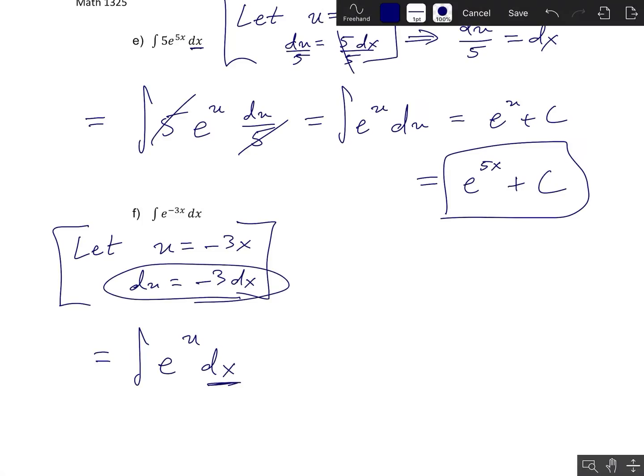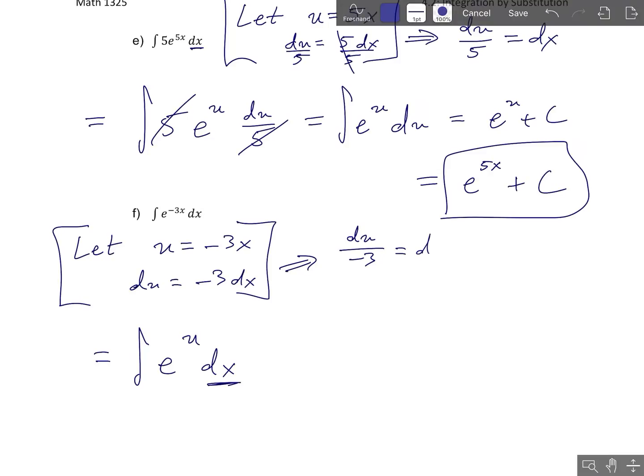But thankfully I can take this bottom equation and solve for dx. I can get that dx by itself. That way we can replace the dx with something in terms of u. So if I take that bottom equation and divide by a negative 3, I would get du divided by negative 3 is equal to dx. And now that means that I can take the dx here and replace it with a du over negative 3. So this would become the integral of e to the u du over negative 3.